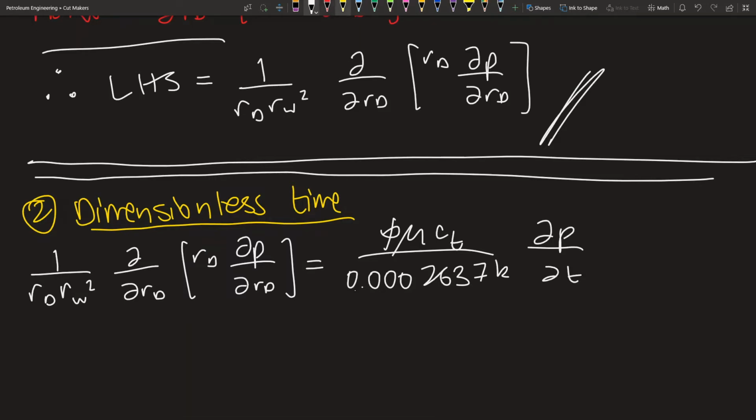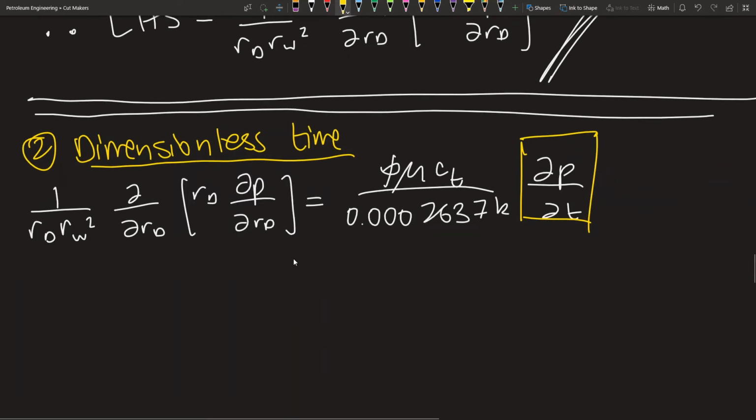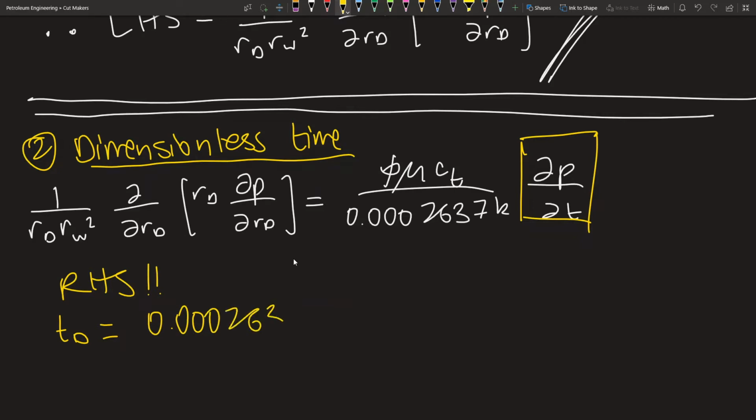Now the question is, where is time found, the derivative of time? And we can only find it on this side. So now we'll be focusing mainly on the right hand side. Okay, first let's recall the definition of dimensionless time. That would be 0.0002637 kt over phi mu c sub t r sub w squared.